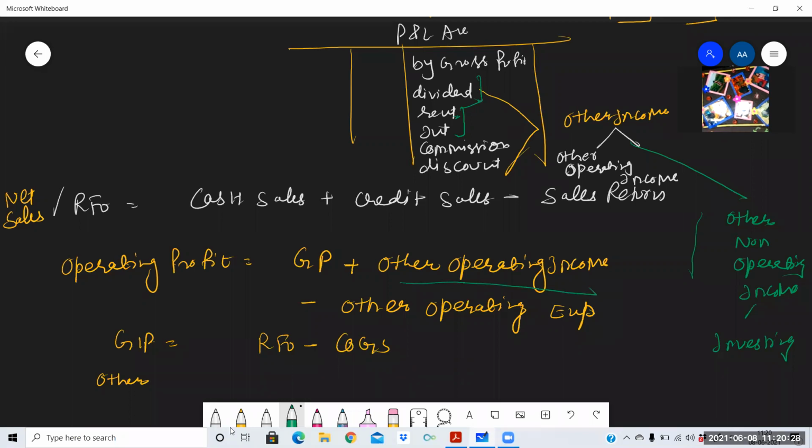The examples of other operating income are commission received and discount received, and sometimes, with very rare chances, bad debts recovered may be given in the question. So that is also other operating income, bad debts recovered. So three are examples of operating income and three are examples of non-operating income. If any of these six is given in the question, first you have to decide whether it is operating or non-operating. Clear? If it is operating, then you need to add here.